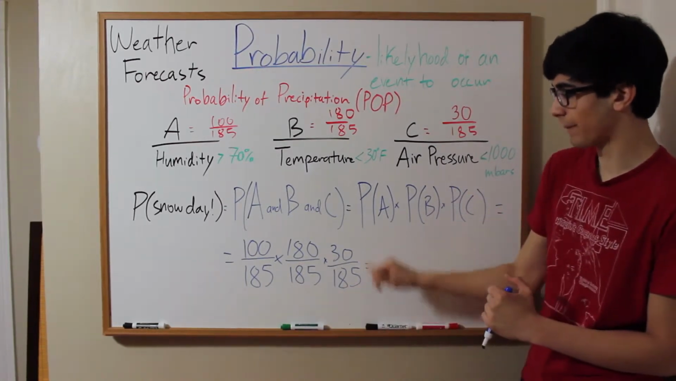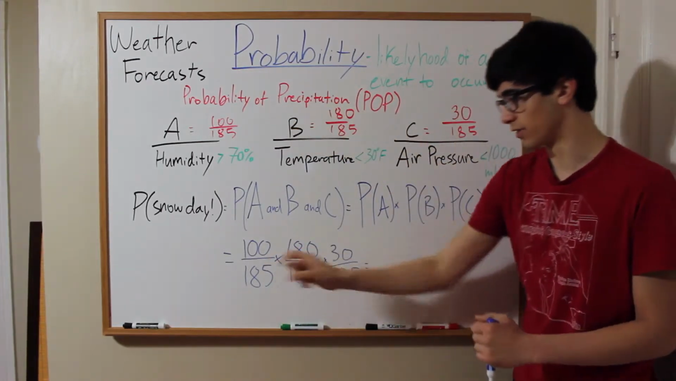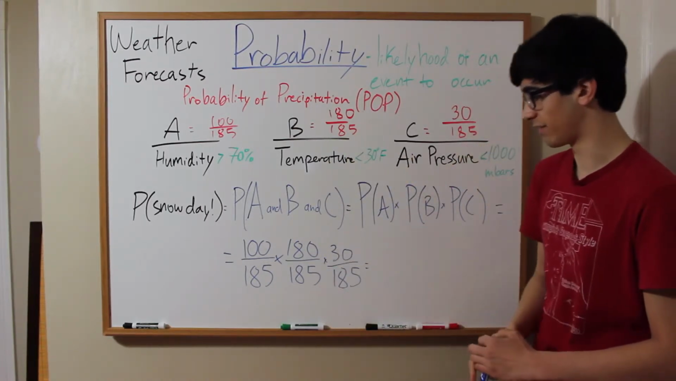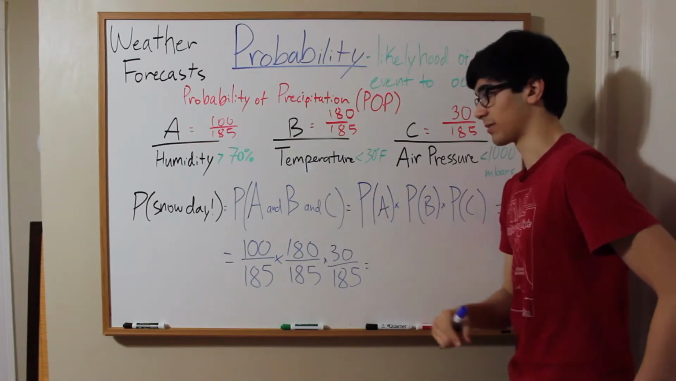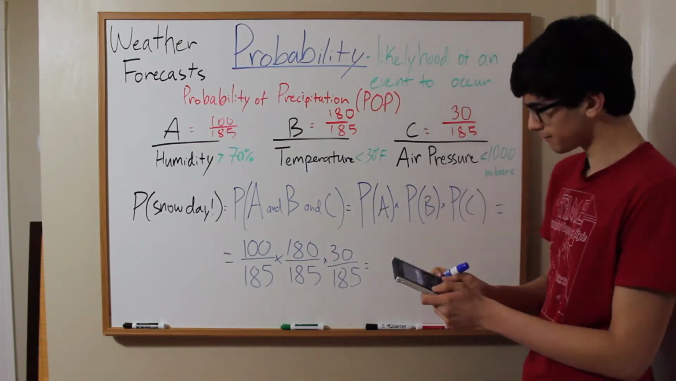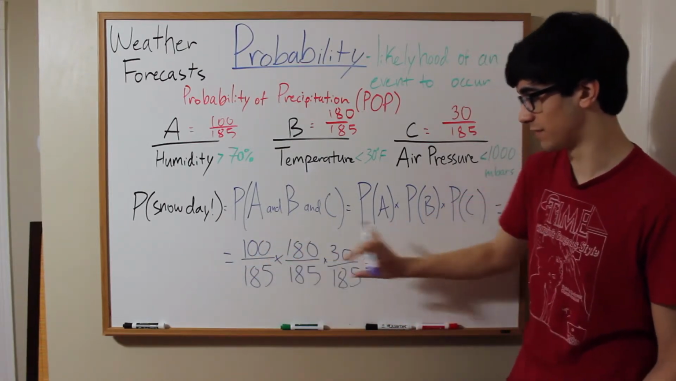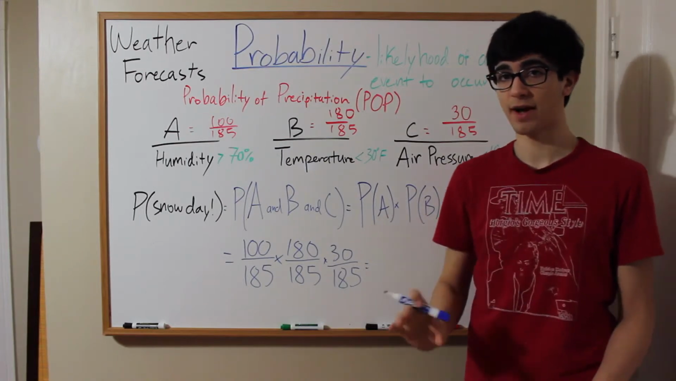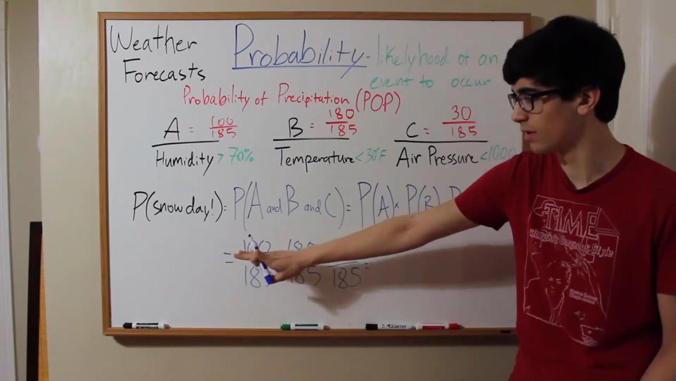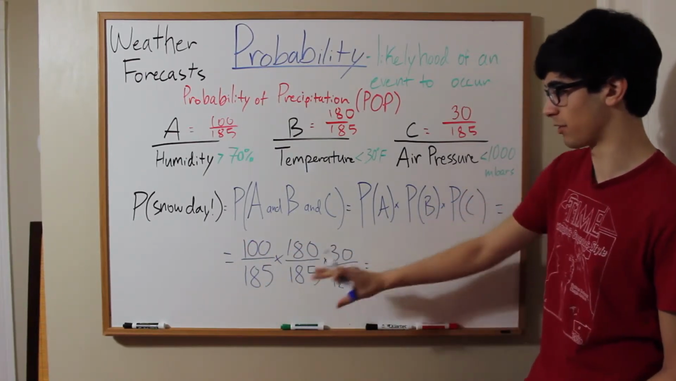Now here, all I did was copy down these probabilities from the data I already collected, and I have 100 over 185 times 180 over 185 times 30 over 185. Now, we're going to calculate the probability of a snow day. So you pull out your handy back pocket calculator, and the probability is the multiplication of these three fractions. The multiplication of fractions is the top times the top over the bottom times the bottom. So all three tops, all three numerators, times all three bottoms, all three denominators.